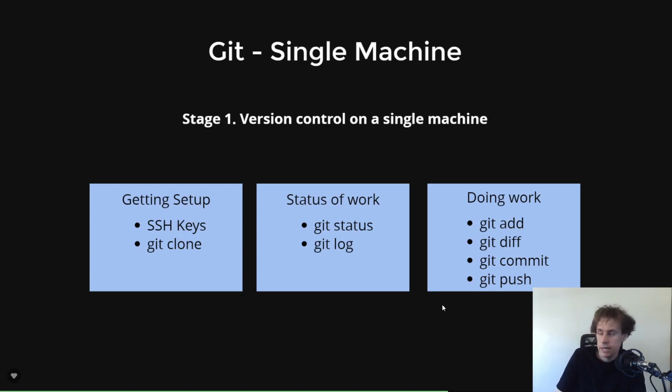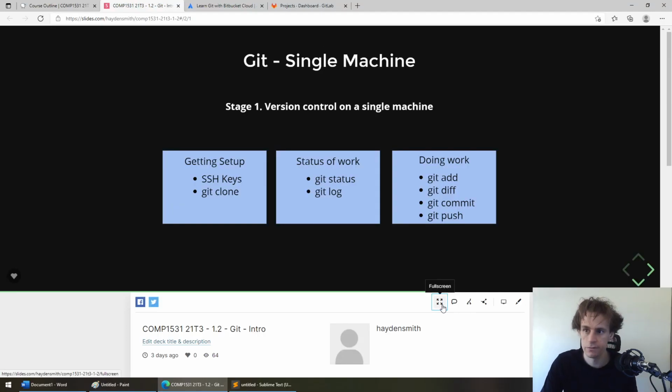The first stage, and hopefully things will start to make sense once we go through some examples, is we want to set up and work with a Git repo on a single machine. So let's do this one on VLab.